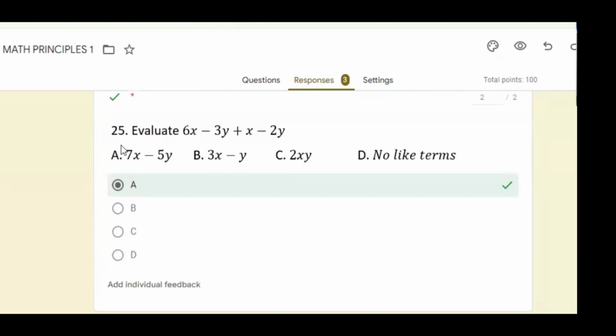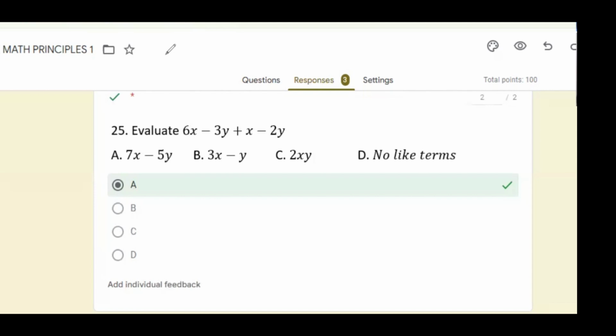So for this one, we are getting to the algebraic, the more complex part of it. We want to simplify this algebraic expression. We have 6x minus 3y plus x minus 2y. And you got the answer. Can you explain? Okay, so we are going to be collecting like terms. Very good.